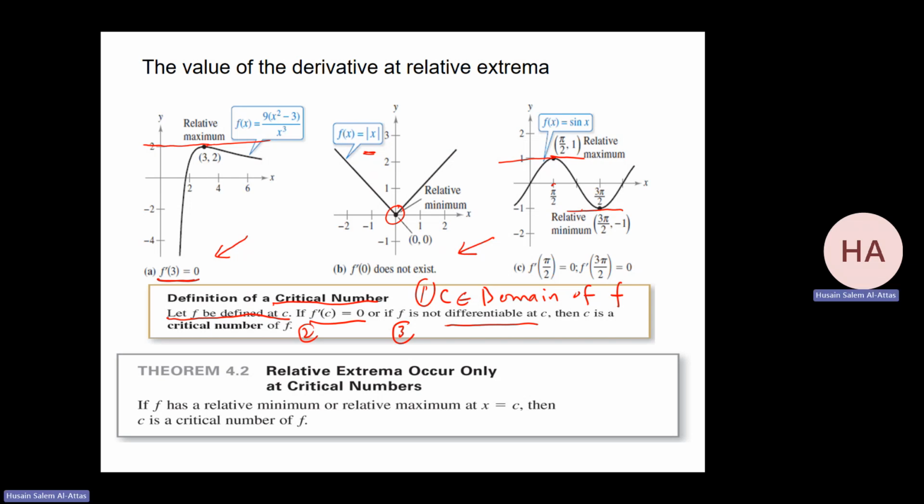Not only that, we also have this theorem. It says: if f has a relative minimum or a relative maximum at x equals c, then this c must be a critical number, which is what we showed you. Either f prime is 0 or f prime does not exist, which is the critical number condition. And for sure, f will be defined at c since it has a relative minimum there, so it's part of the function.